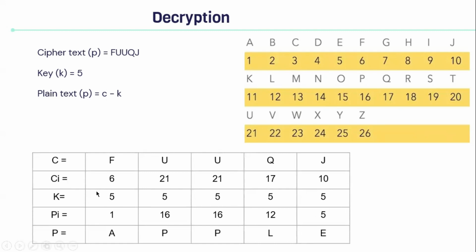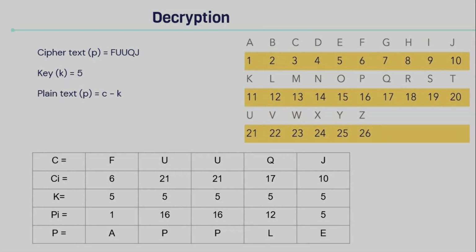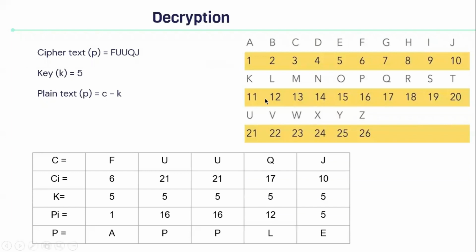So the index value of A is 1. That's why we have A. The index value of P is 16, L is 12, and E is 5. So this is how the decryption works. It's the opposite of encryption. So these are the basics of the Caesar Cipher algorithm.